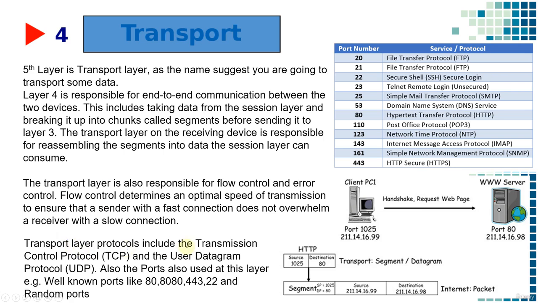Transport layer protocols include the Transmission Control Protocol, TCP, and the User Datagram Protocol, UDP. Also, ports are used here, for example, well-known ports like 80, 8080, 443, and random ports. That is why I have mentioned here this thing, the chart, the port numbers.